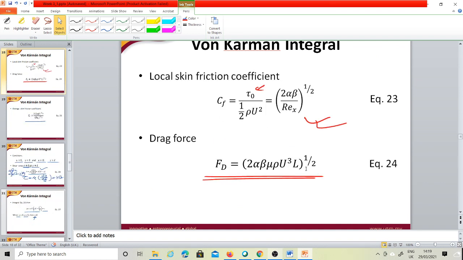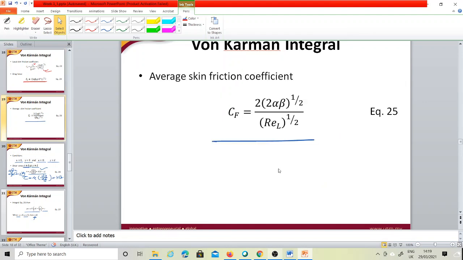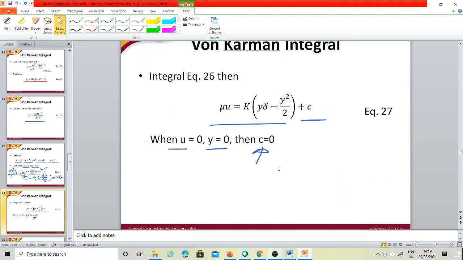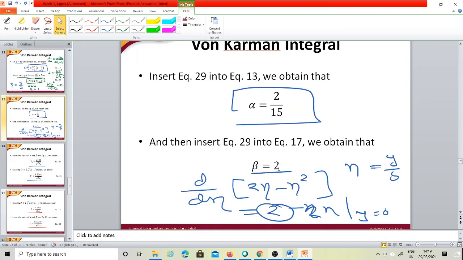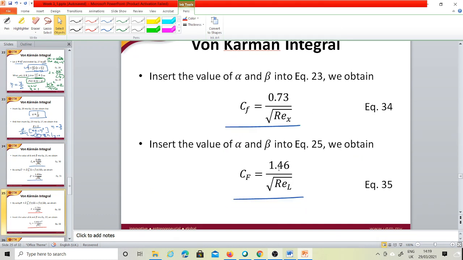This is the drag force. You can see the integration, within the integration there is an L, so you have to multiply by the total L. So that's how we can calculate. We will have some expressions, so I will explain later on. So this is the way we calculate.